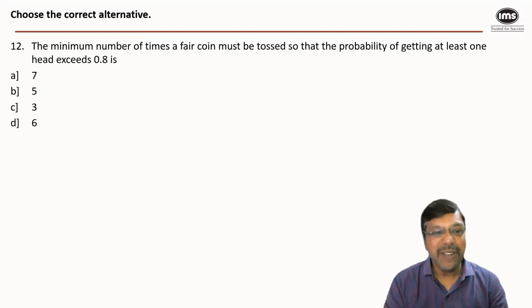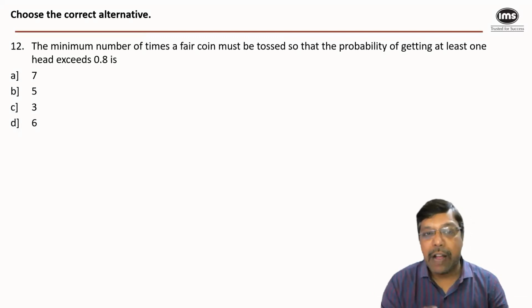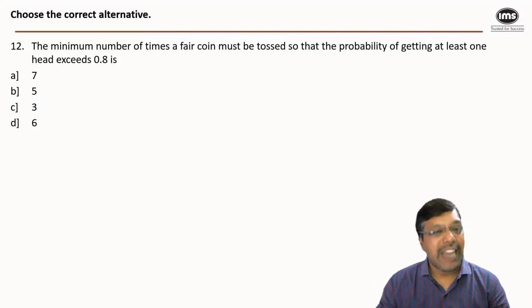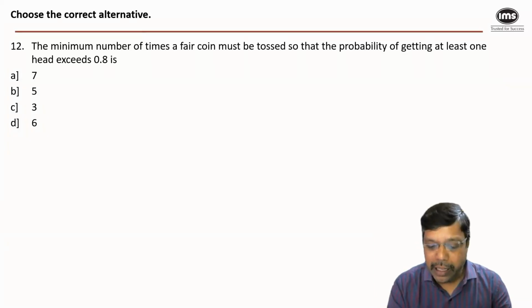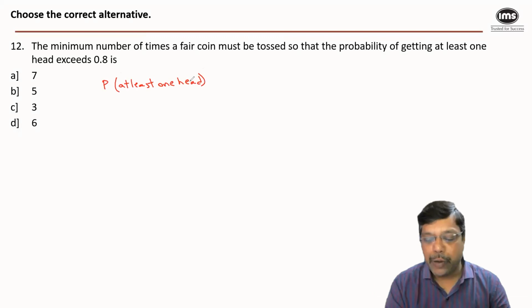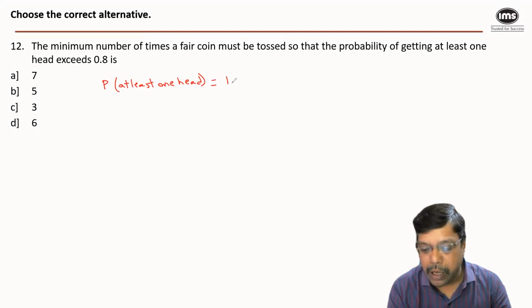Now let's see this question. The minimum number of times a fair coin must be tossed so that the probability of getting at least one head exceeds 0.8 is. Now, what I want is the probability of getting at least one head, which, if you observe carefully, can be written as 1 minus the probability of getting all coin tosses showing tails.